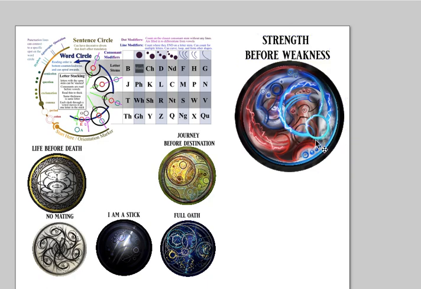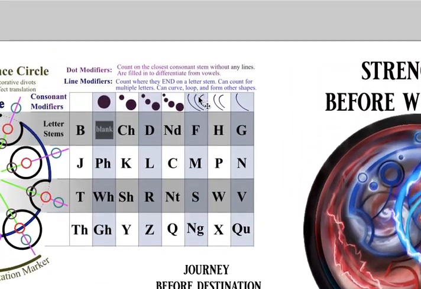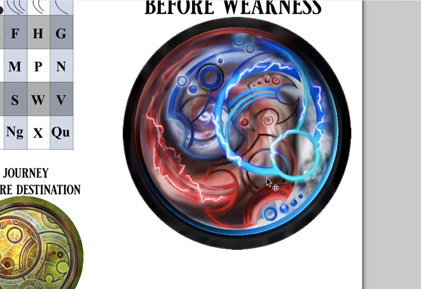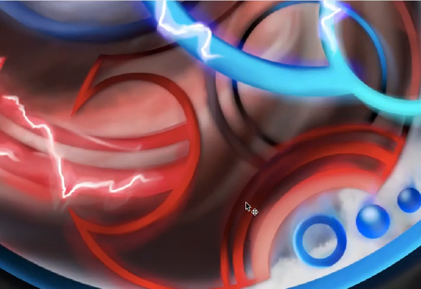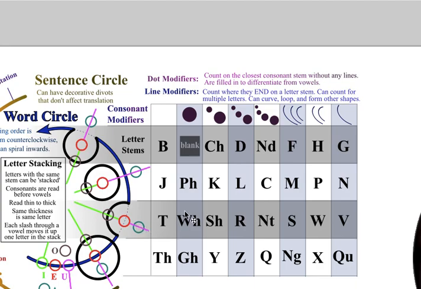So this one is "strength before weakness," and we start here. This is another big stack. There are 1, 2, 3 letters in this stack. We read thin to thick, so this thin one here has 1, 2, 3 lines on it. So that would make it an S with 3 lines. Then we have the T with no modifiers. So that's just the T.